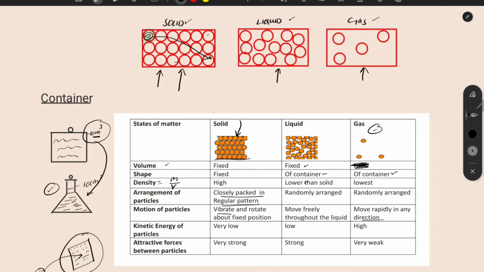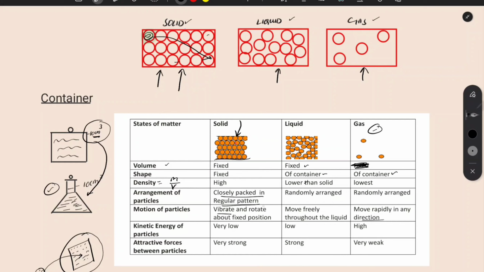Vibration is to and fro motion, so it can vibrate or rotate clockwise or anti-clockwise, but it cannot move from one place to another. So, vibration and rotation. Keep it in mind that every particle, irrespective of any state, will always move. If it is solid, the particles of solid will move, and the particles of liquid or gases, every particle will move.